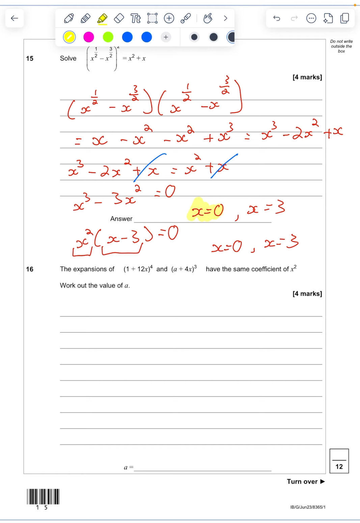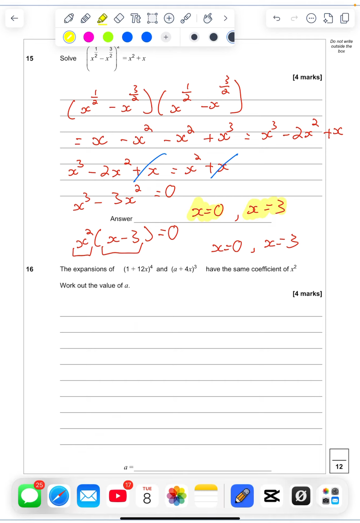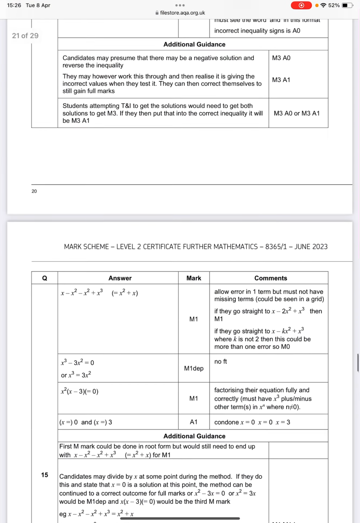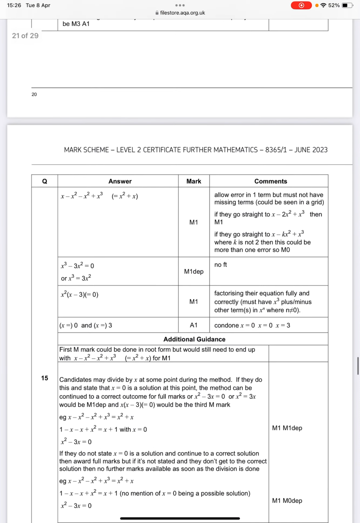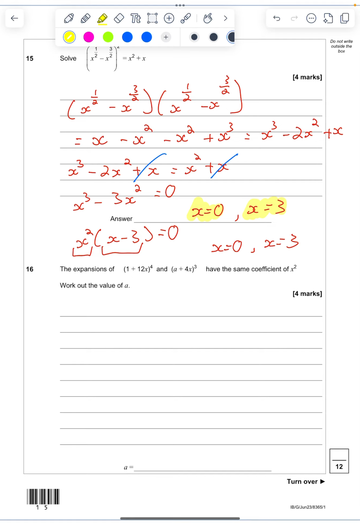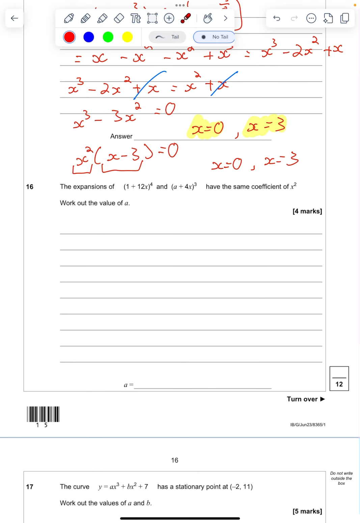Okay, so that should be the solutions. Question 15: x is 0, x is 3. Good. Question 16 looks like the binomial expansion.